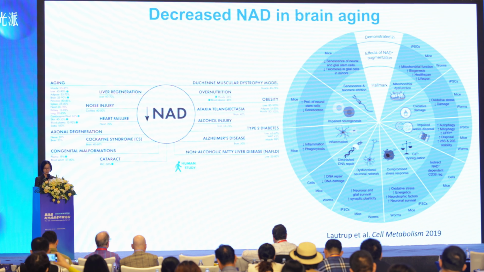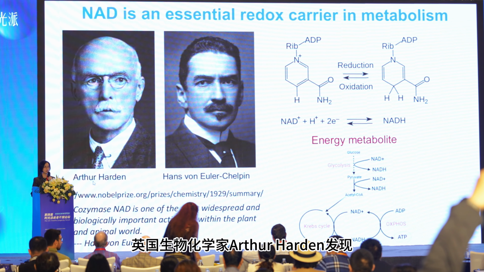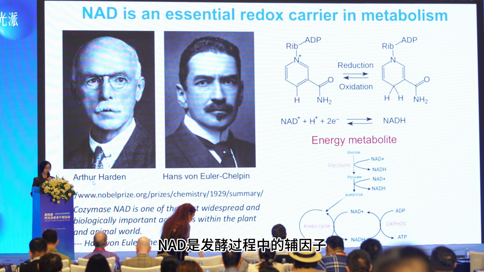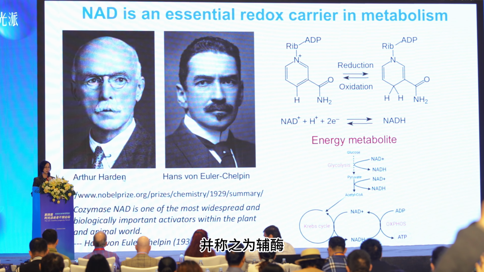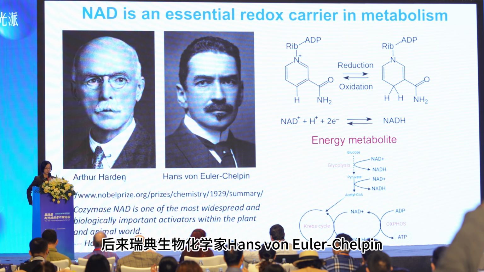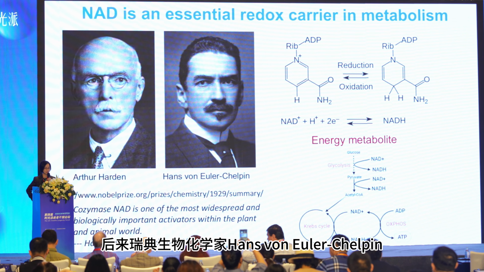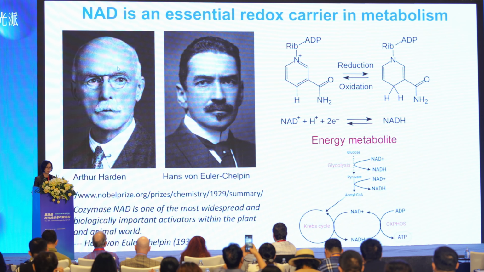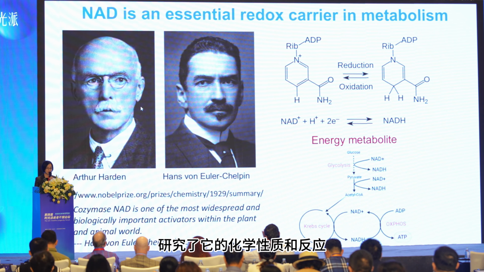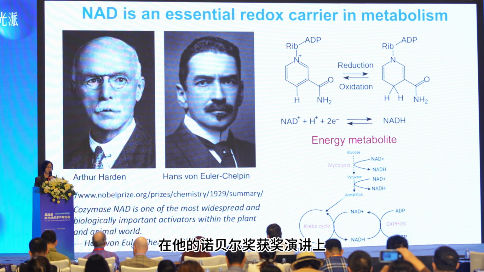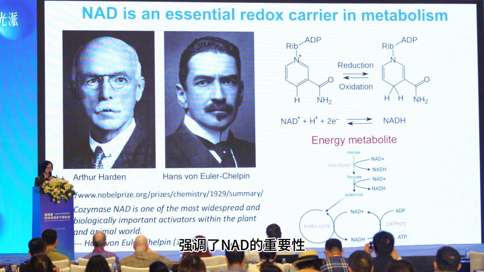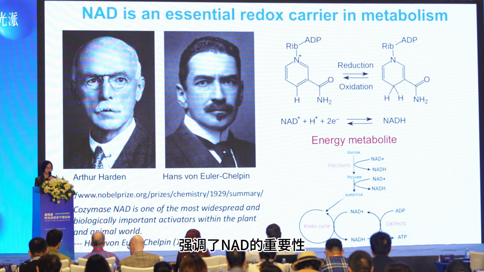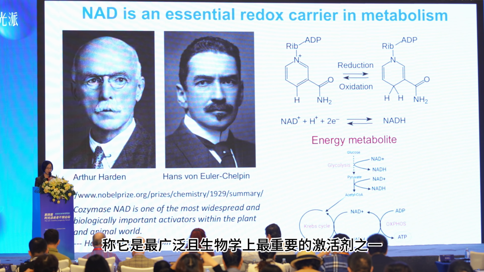So what's NAD? NAD is actually an ancient molecule. Over 120 years ago, English biochemist Arthur Harden discovered it as a cofactor in fermentation. Later, Swedish biochemist Hans von Euler-Chelpin studied its chemical nature and action. In his Nobel lecture, he emphasized its significance, saying it is one of the most widespread and biologically important activators.